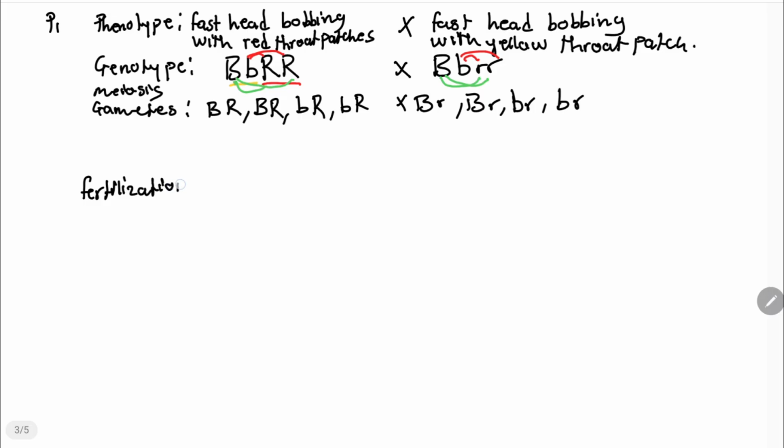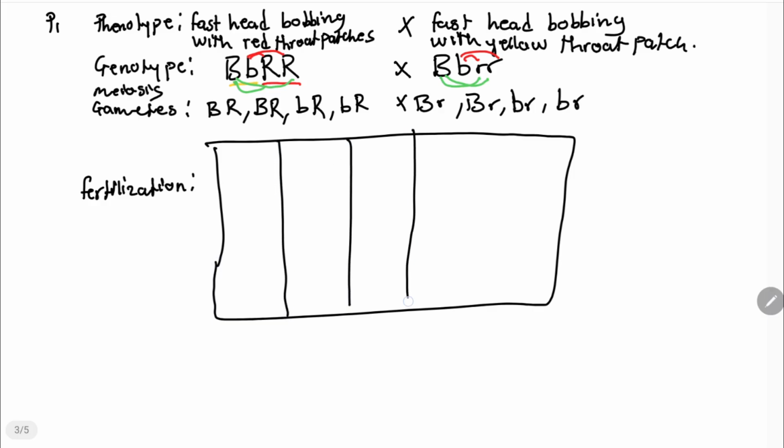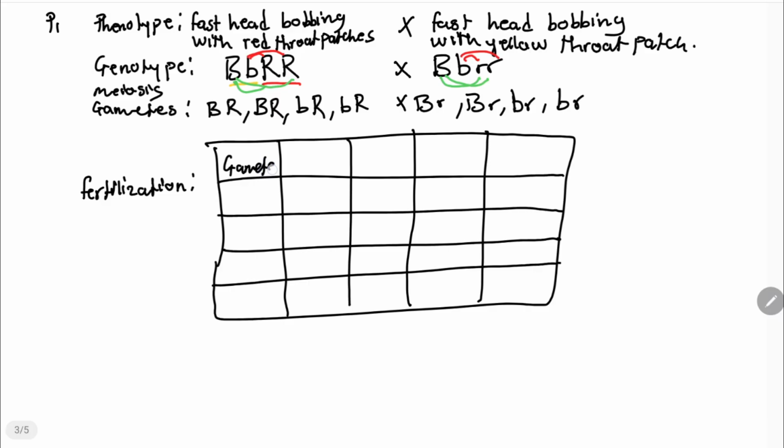With fertilization, now we use a Punnett square. But since this is a dihybrid cross, it is 5 boxes sideways, 5 boxes sideways, and 5 boxes downwards. So 1, 2, 3, 4, 5. The top left box is always reserved for the word gametes.